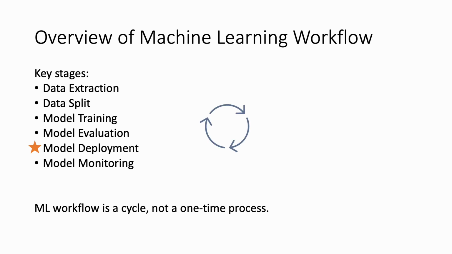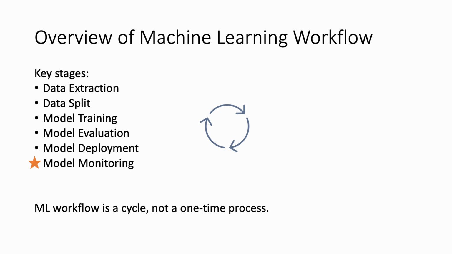So we've trained our model, we've evaluated it, and we've fine-tuned it to perform well. The next crucial stage is model deployment. This is where we put our model into the real world to actually do something useful. Model deployment is the process of making our trained machine learning model accessible and ready to be used in applications, systems, or processes to make predictions or decisions on new unseen data.